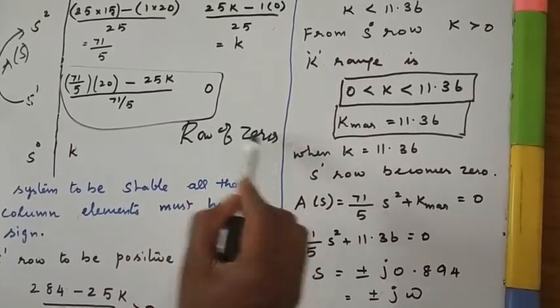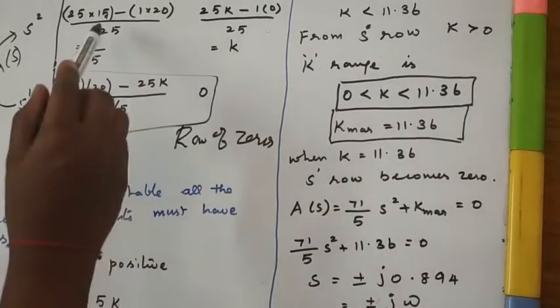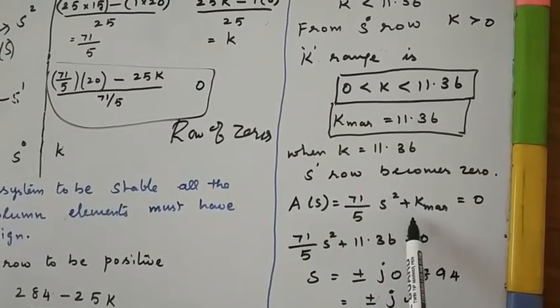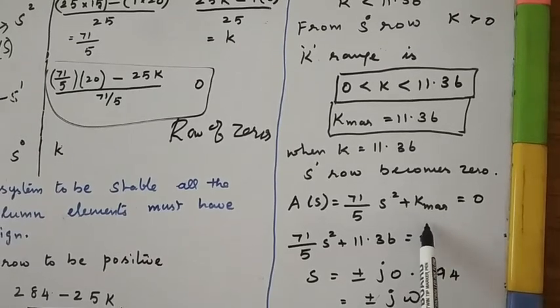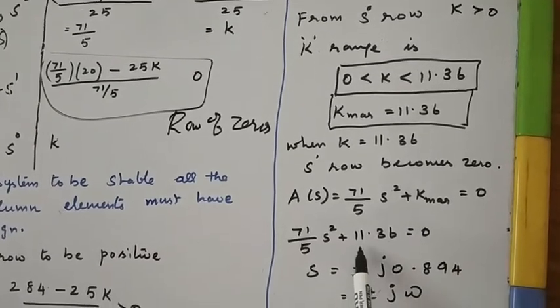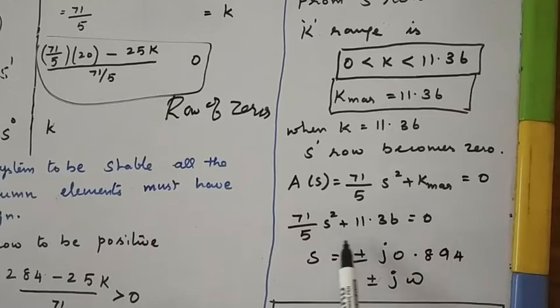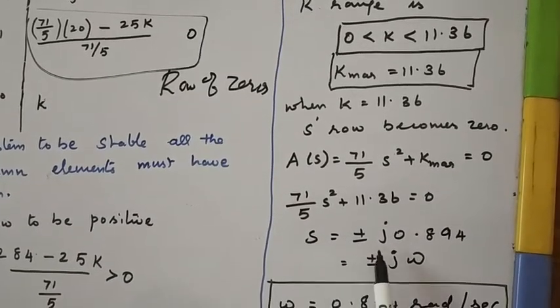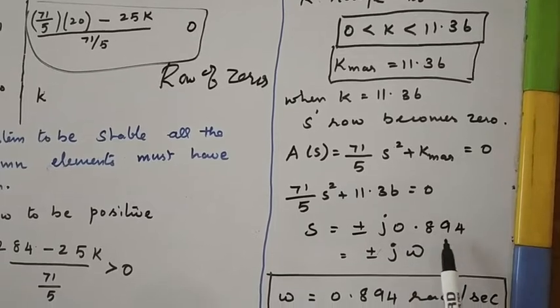Once this is a row of zeros, from here we will get the auxiliary equation. So that is what I have done here. When I write the auxiliary equation over here, k should be replaced by the k marginal value. So k is now k marginal, which is 11.36. So this is the quadratic equation, and we can derive the roots. The roots are plus or minus j 0.894.